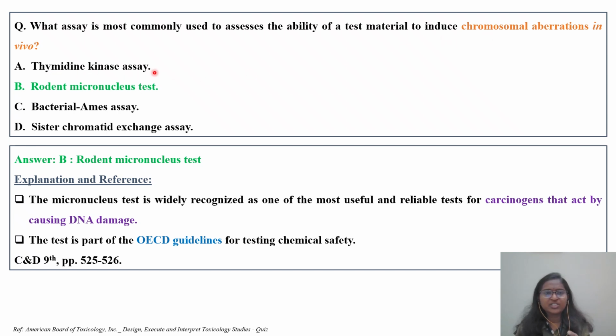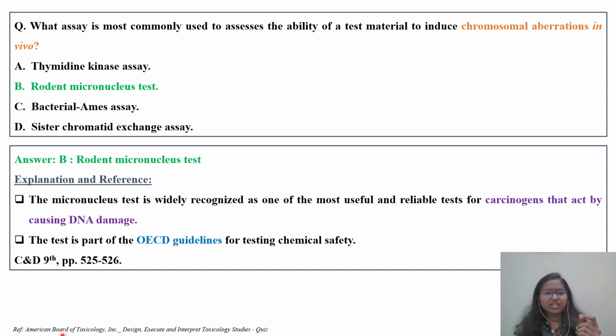We have option A, thymidine kinase assay. We have option B, rodent micronucleus assay. We have option C, bacterial Ames assay, and option D, that is sister chromatid exchange assay. So the right answer will be option B, that is in green text, rodent micronucleus assay.